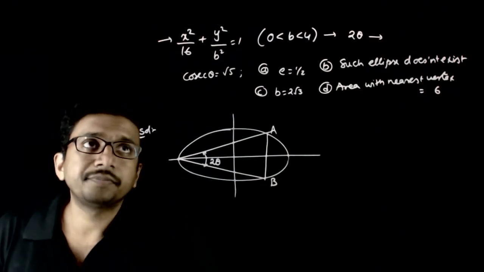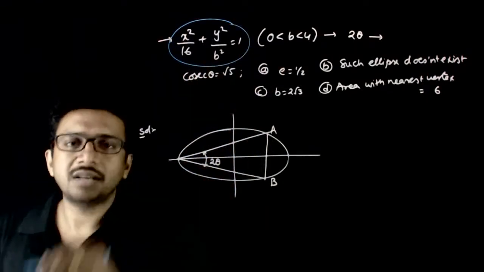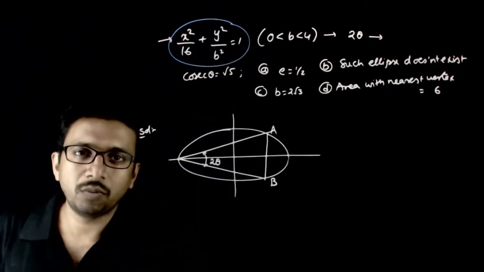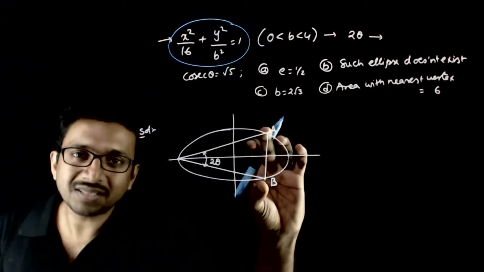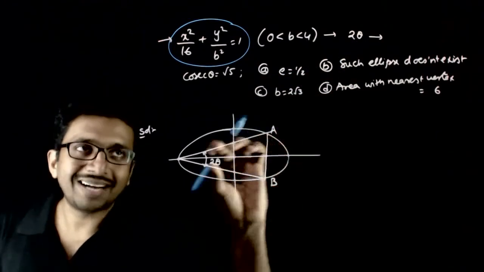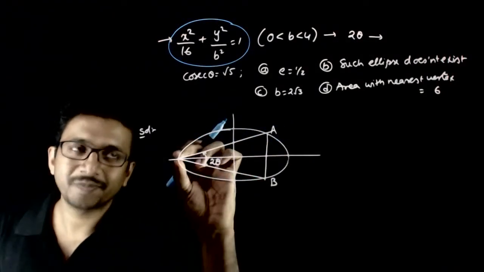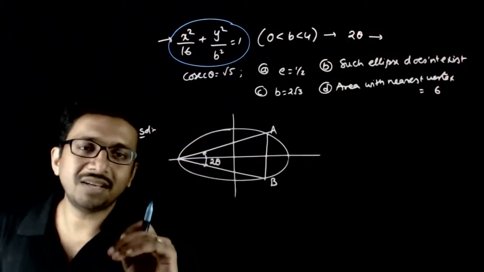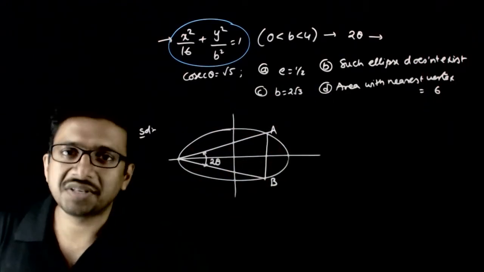So welcome students. In this question you're given an ellipse x square by 16 plus y square by b square is equal to 1, and the latus rectum of this ellipse subtends an angle 2 theta at the farthest vertex to this latus rectum, where cosecant theta is equal to root 5. If that is so, you're asked to check the options that are given.